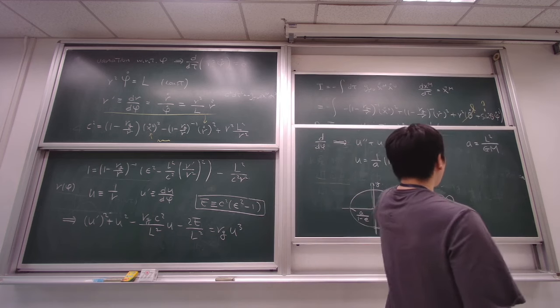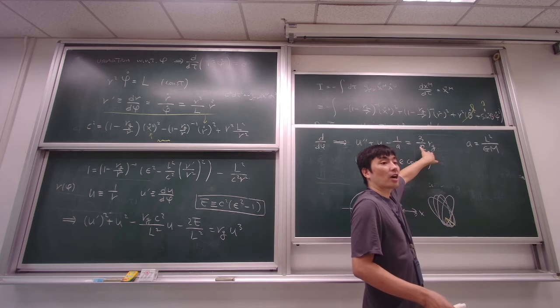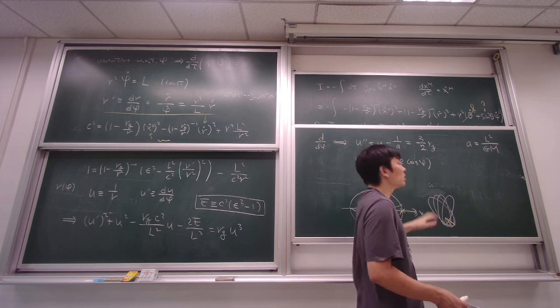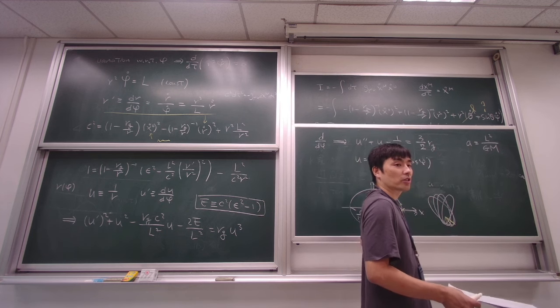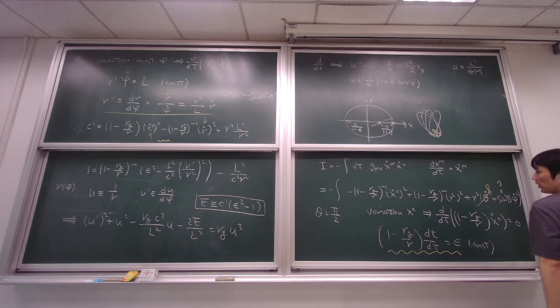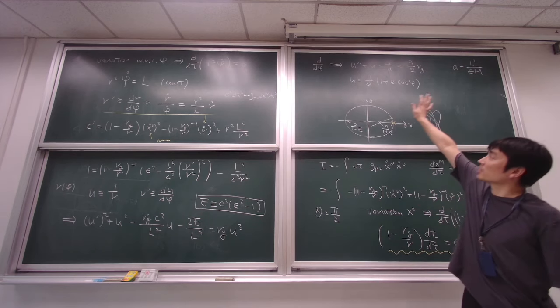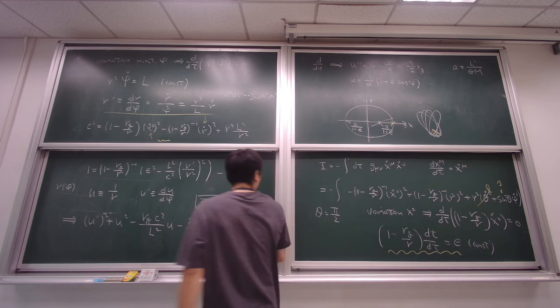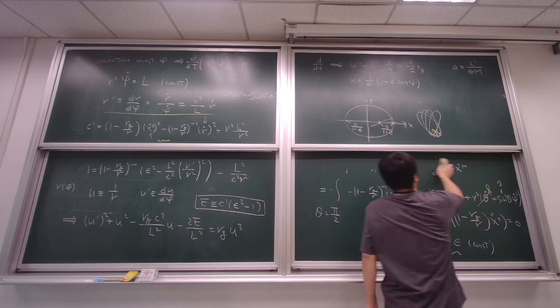Fine, but we have some correction due to GR. Okay, so the right hand side is the GR correction to the Newtonian mechanics. So therefore we need some kind of correction to this beautiful ellipse.